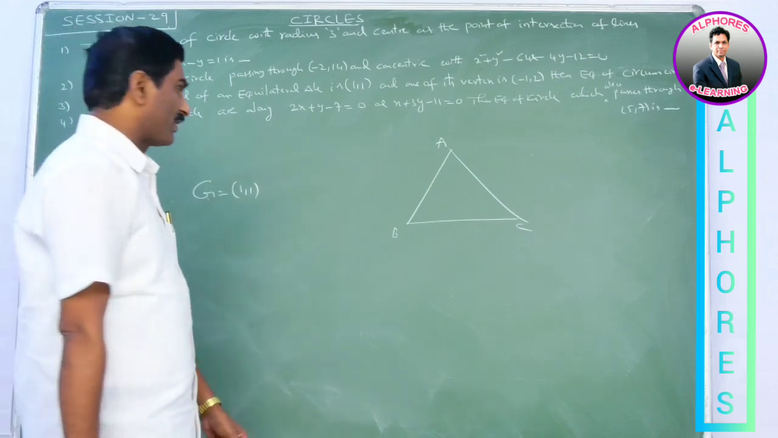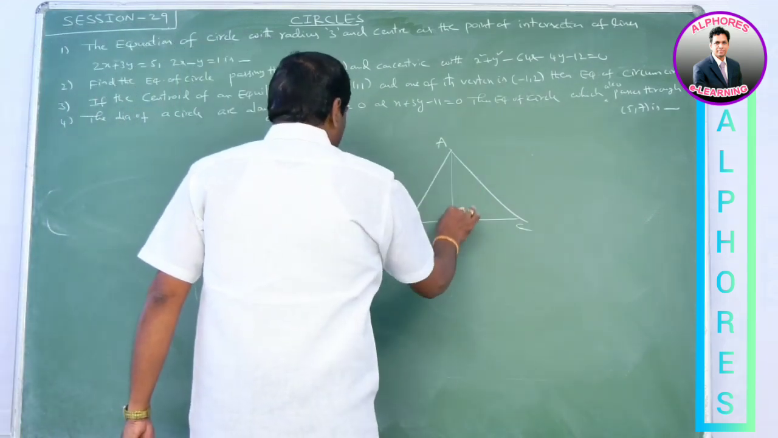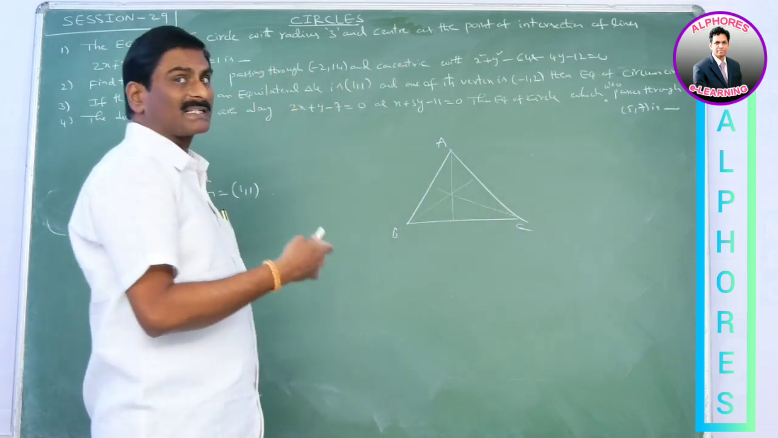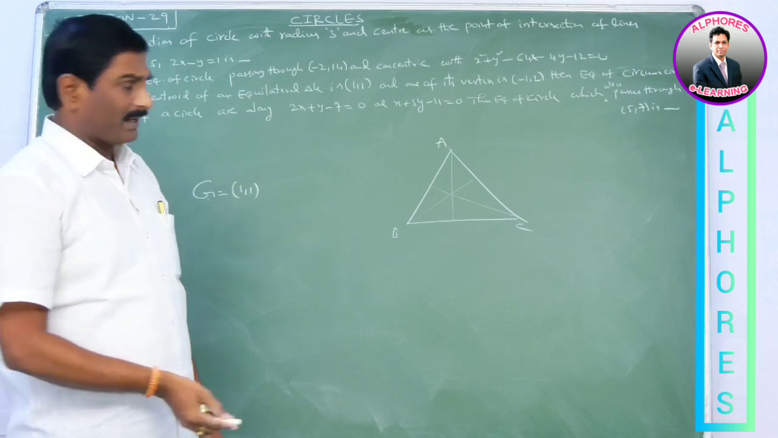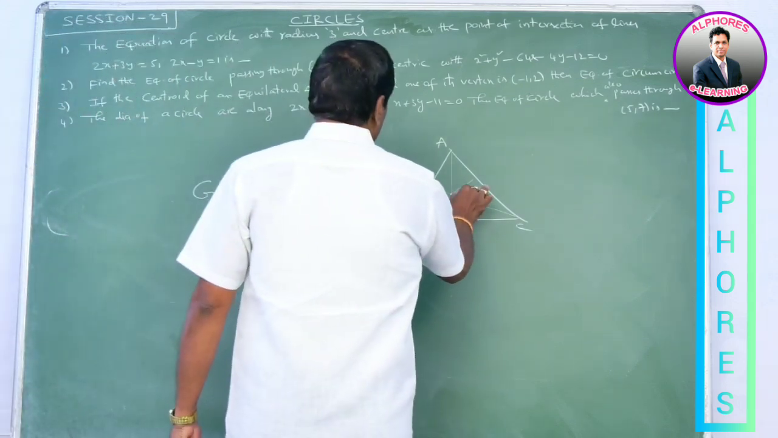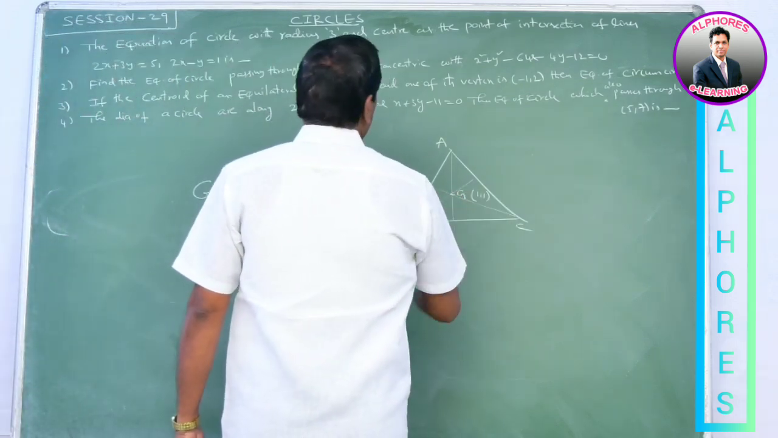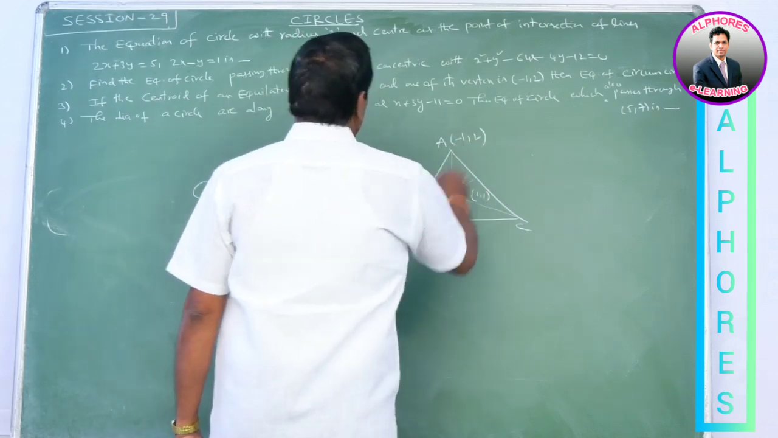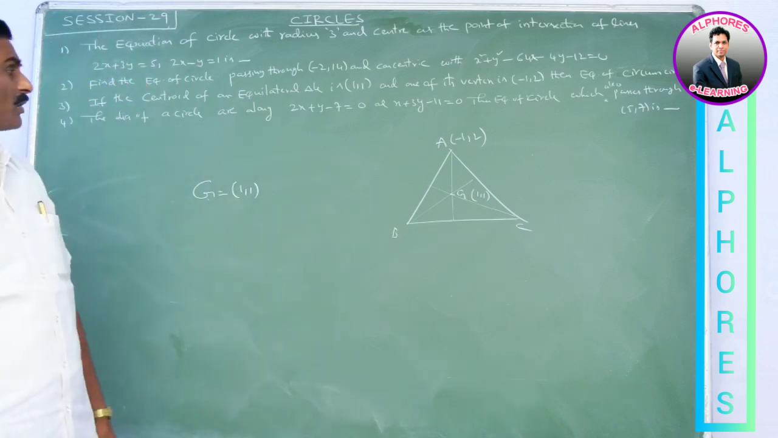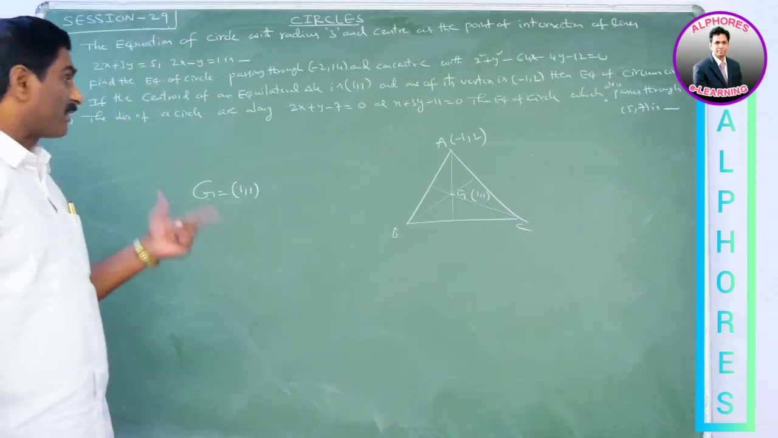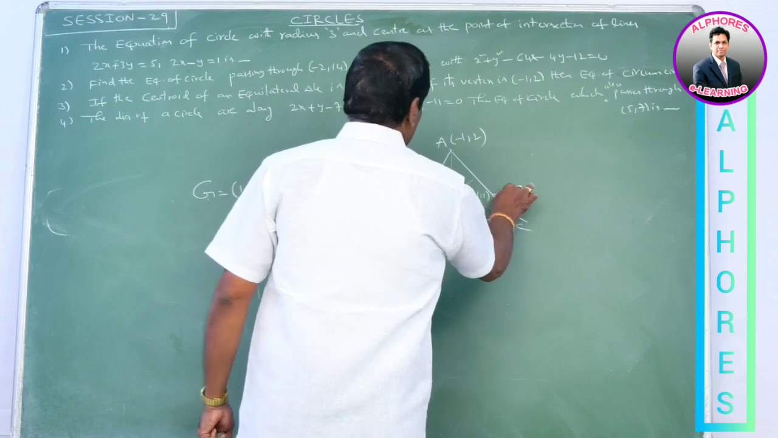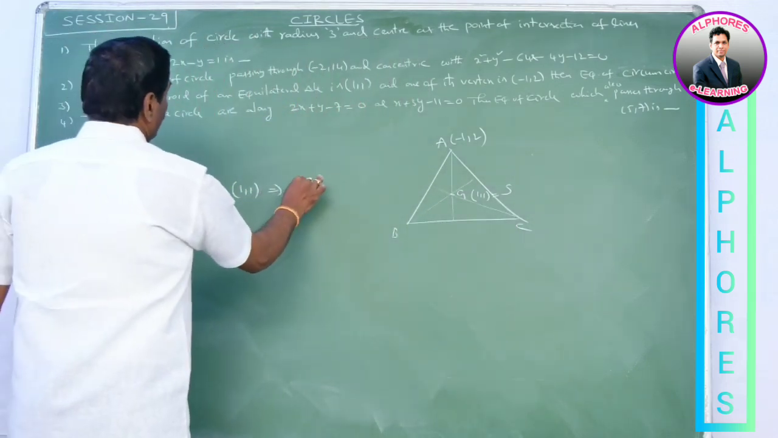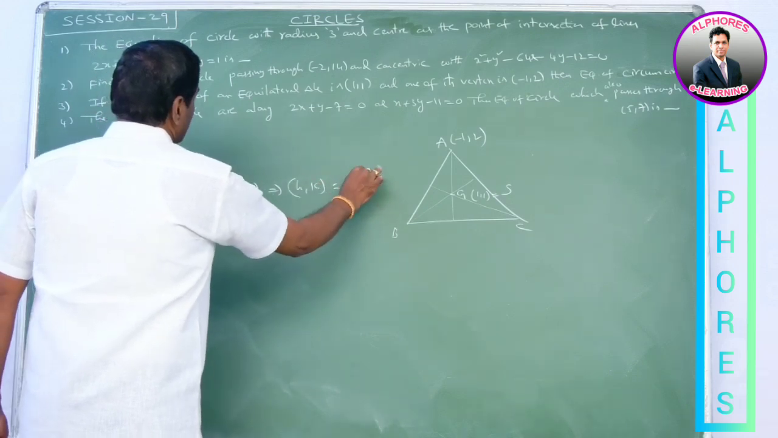Suppose ABC is an equilateral triangle. This is the centroid. In an equilateral triangle, angle bisectors and medians are all the same. Centroid G = (1, 1), and one of the vertices of this equilateral triangle is (-1, 2). Say A is (-1, 2), or B is (-1, 2), or C is (-1, 2). In an equilateral triangle, the centroid is also equal to the circumcenter of the triangle. So the center of the circle is nothing but (1, 1).